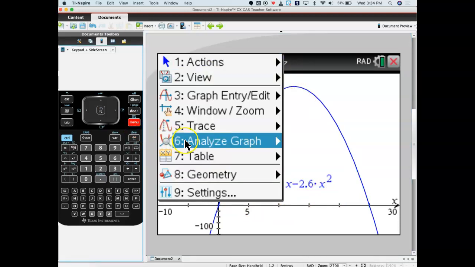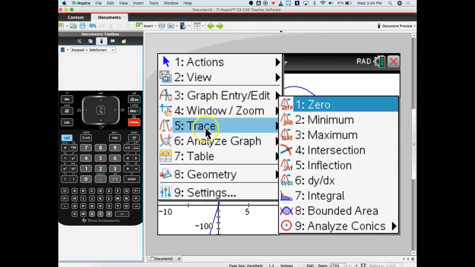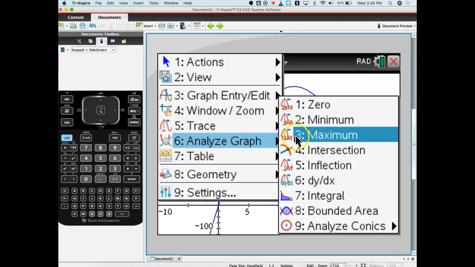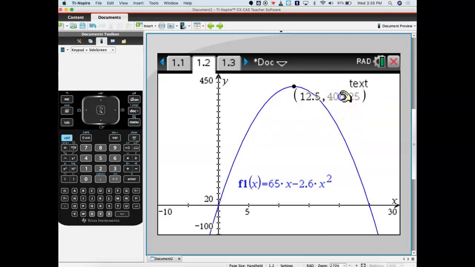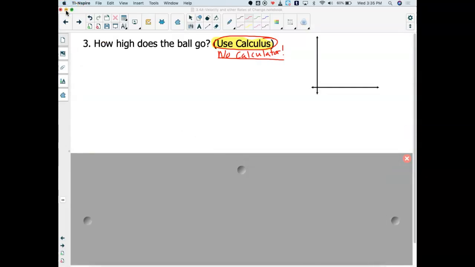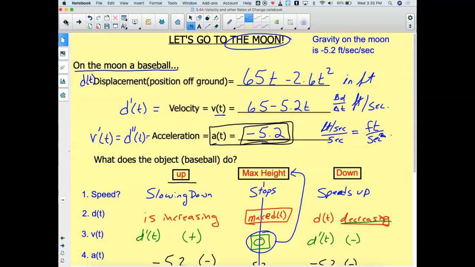It doesn't take a genius to type this into the calculator and say, analyze graph. Please find the maximum. Where is it? Oh, there it is. It's at 12.5 seconds, and the max height is at 406.25. That's not using calculus. That's using technology, which you will do sometimes. But if I use calculus, how do I find that? Well, think about this.